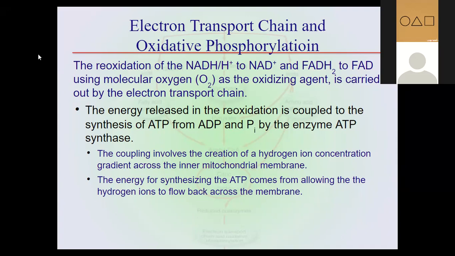So ibig sabihin ng gradient, nag-build up ka ng hydrogen ions dun sa kabilang side. So eventually, babalik siya sa matrix. So the energy for synthesizing the ATP comes from allowing the hydrogen ions to flow back across the membrane. Okay.